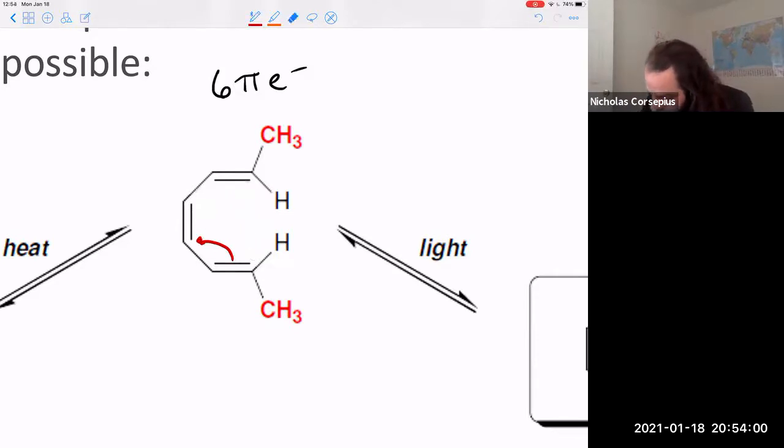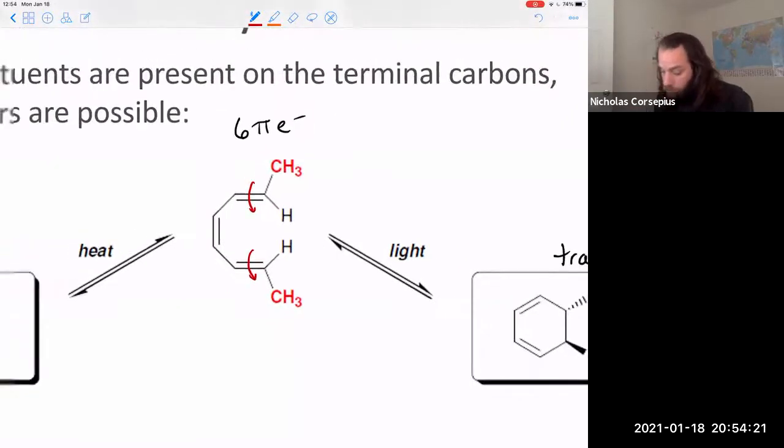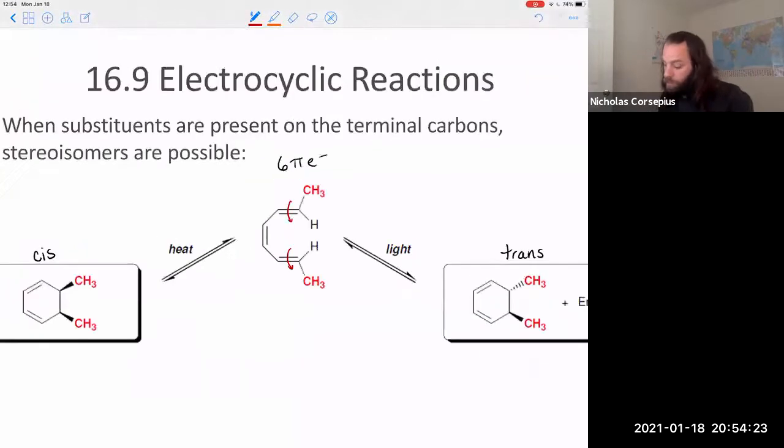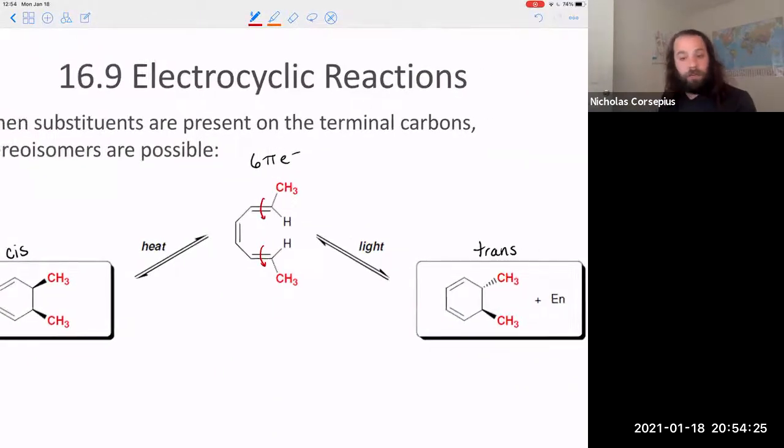just for clarity here, we're going to have to twist about these bonds in order to form that new sigma bond, right? Those pi bonds, those double bonds, they don't rotate, but we're breaking one of those double bonds to form a new sigma bond. And in that process, it's going to have to rotate. And so depending on which direction it rotates, you're going to get a different product.